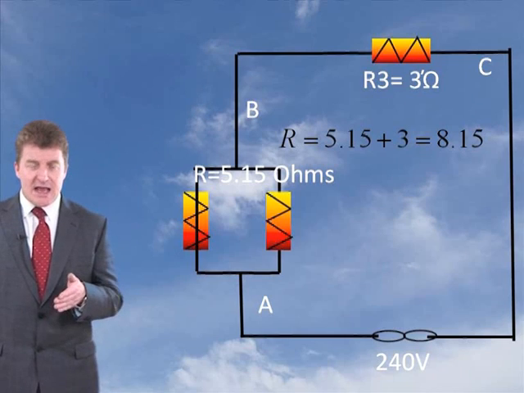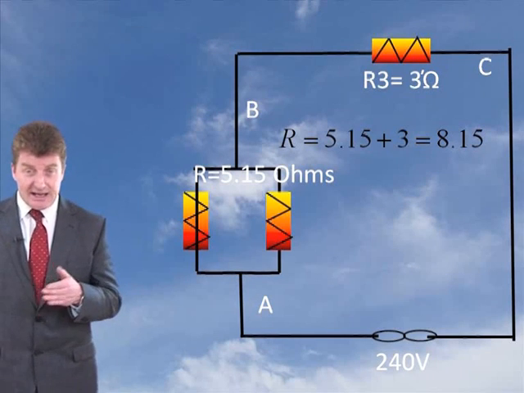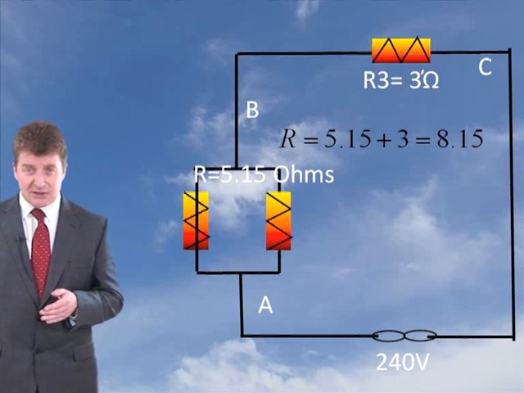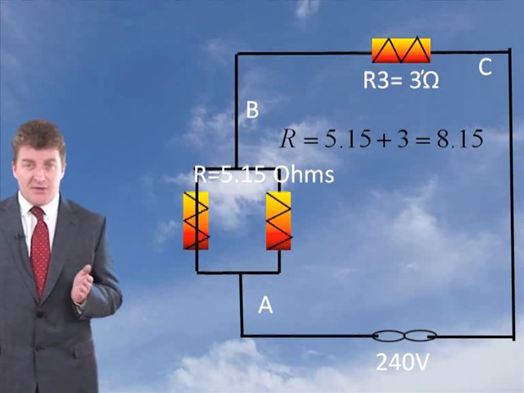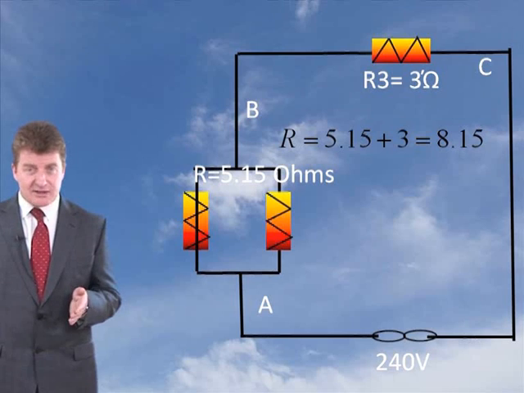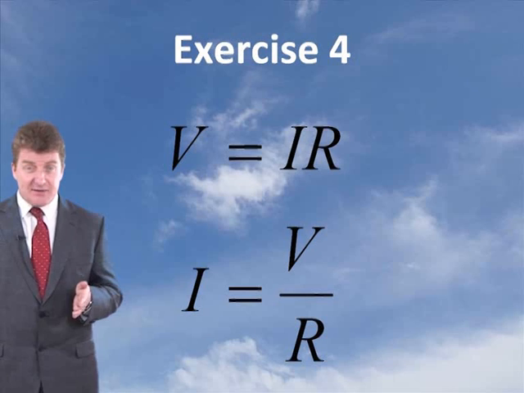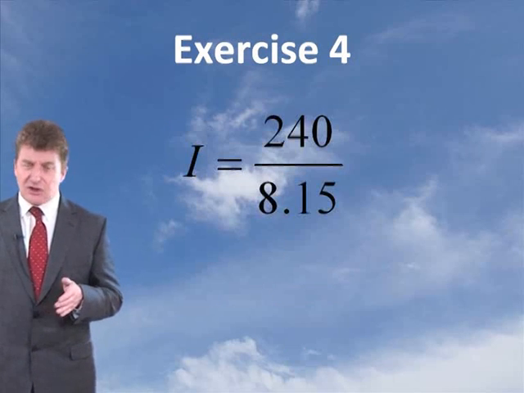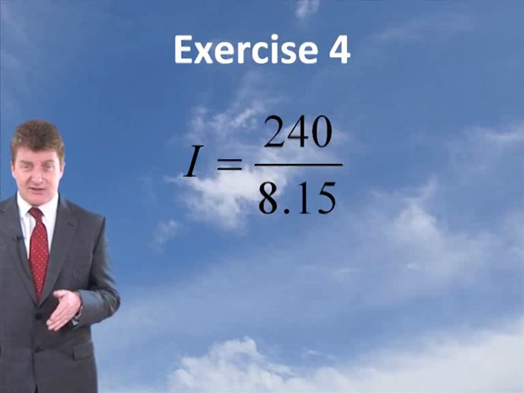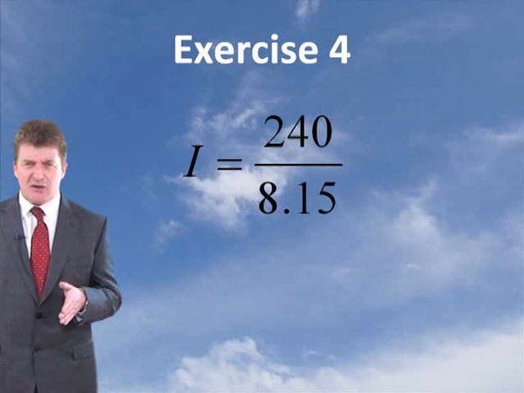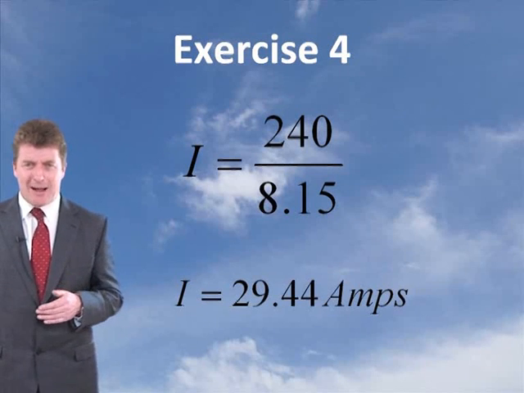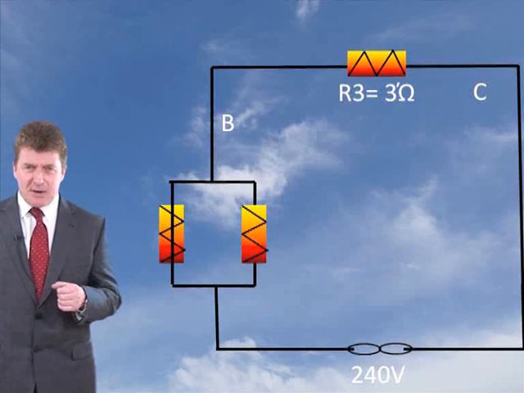Then we determine the total resistance of the circuit in series by adding them. So you've got 5.15 plus your 3, your effective resistance of the whole circuit is 8.15 ohms, as you can see there. Then we need to work out now the current. Now we know that V equals IR, you transpose that, you get I equals V divided by R. You put in your known values, it's 240 volts, we've worked out the resistance as 8.15, it gives us a current of 29.44 amps. Okay, so that's part A.